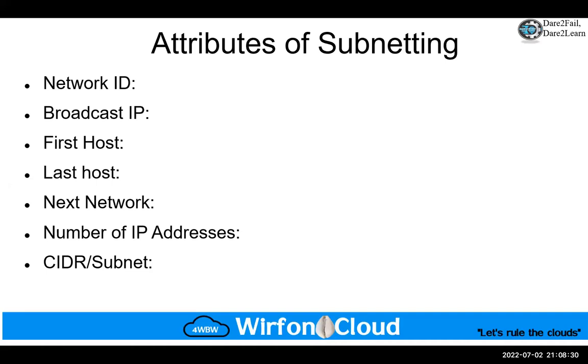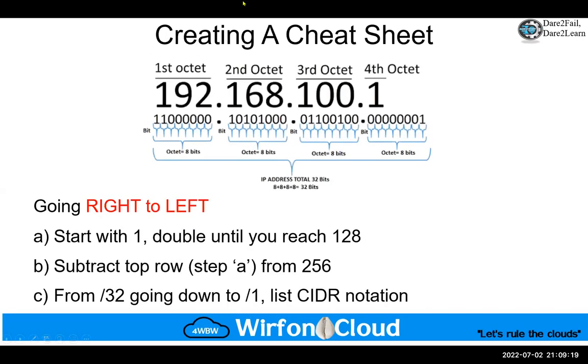Okay, so I'll repeat these steps and I'll add more. The first host is the network ID plus 1. The last host is the broadcast IP minus 1. The next network is your broadcast IP plus 1. And your number of IP addresses is 2 to the 32 minus your prefix. Is everyone with me here? Yes, I am. What about the others?